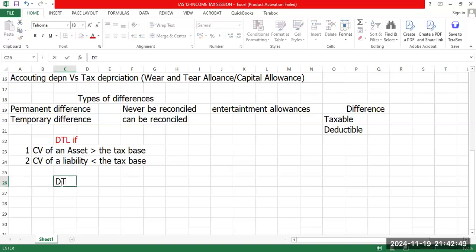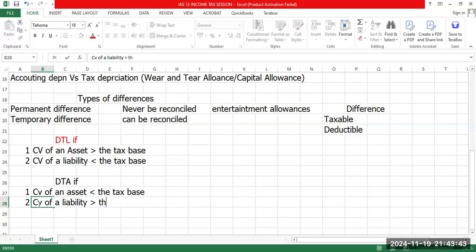Then deferred tax asset arises if, number one, just make the opposite of this. If I start with the tax base, will it confuse you? You can just change the sign. If the carrying value of an asset is less than the tax base. Then number two, if the carrying value of a liability is greater than the tax base.